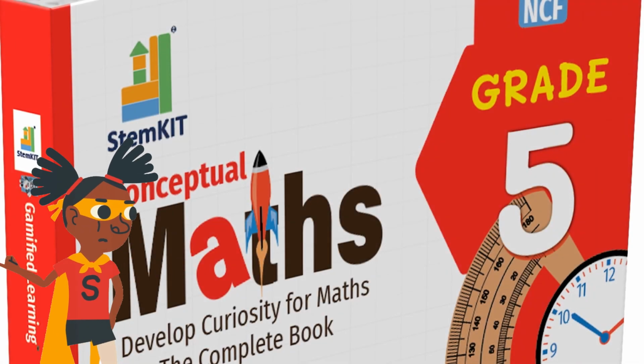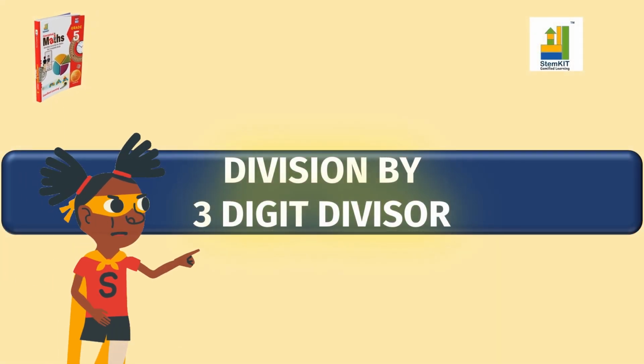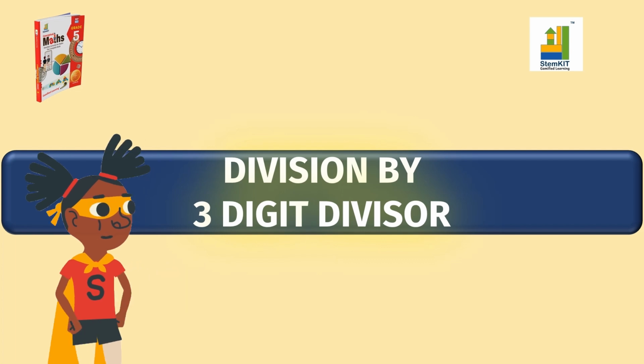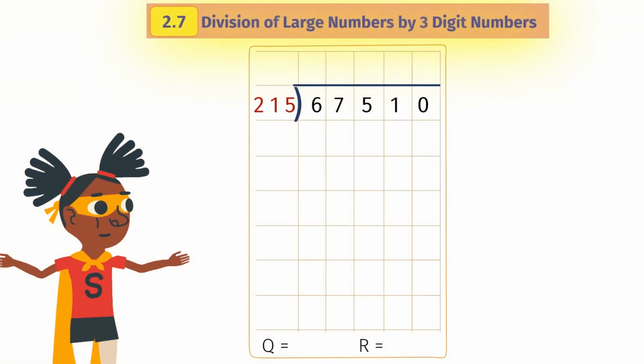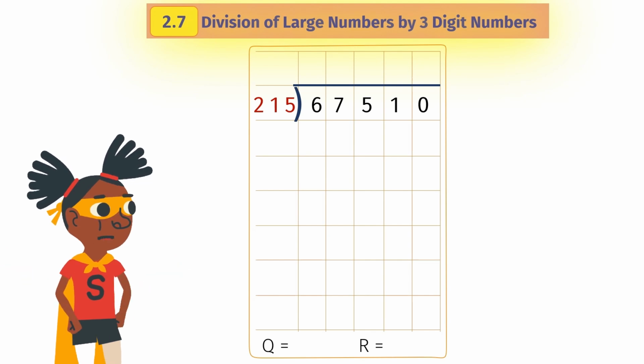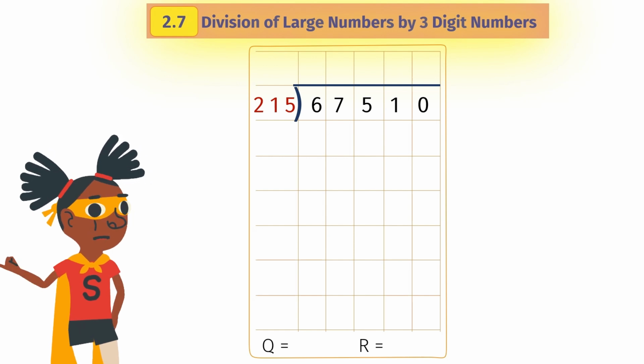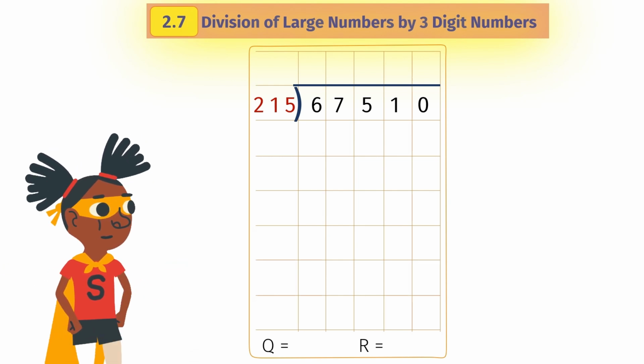Remember, divisor is the number that divides. Dividend is the larger number that gets divided. As an example, let us take 67,510 divided by 215. I don't think you know the table of 215. Do you?